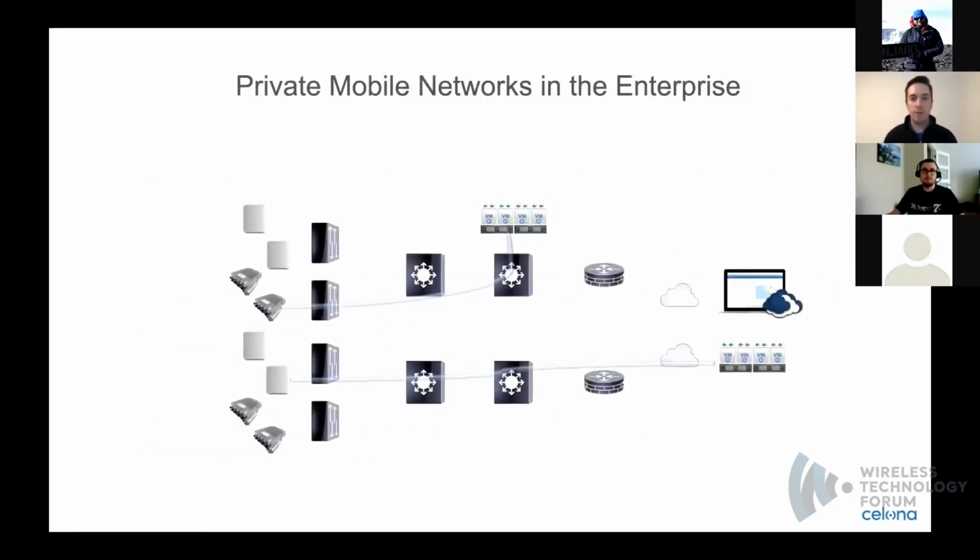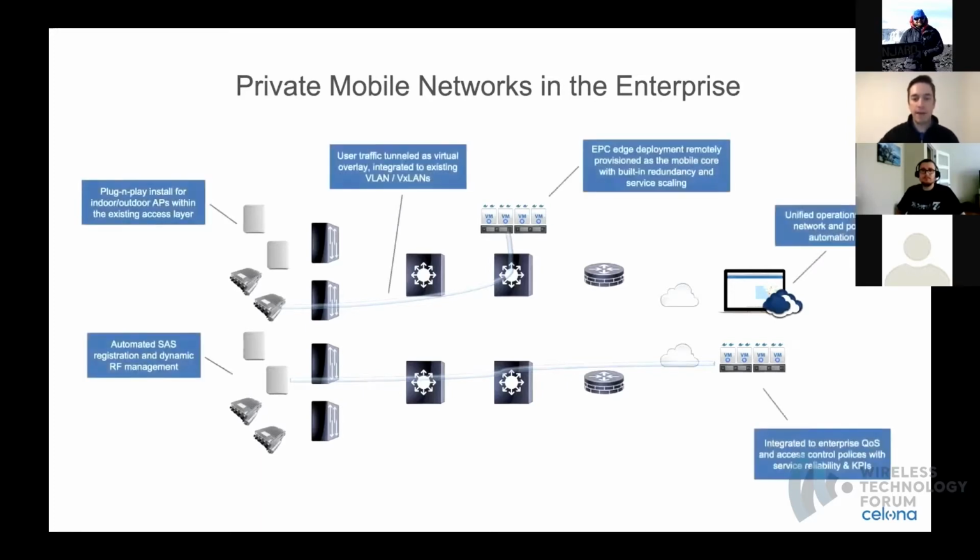So looking at private mobile networks in the enterprise, it might be just helpful to look at what a sample architecture might look like. This typically involves indoor or outdoor access points, which may also be called small cells or CBSDs, that are deployed throughout the environment that connect back to an enterprise packet core. This packet core can reside either locally on site, or it can be deployed centrally in a private data center or a private or public cloud environment.